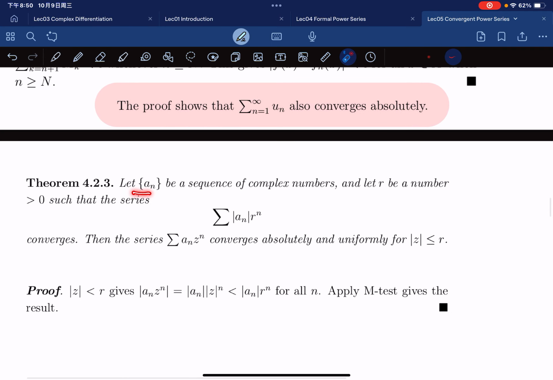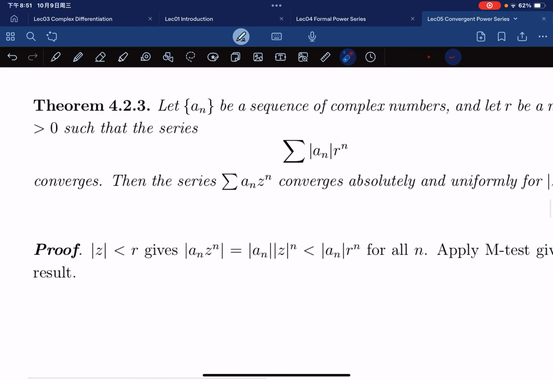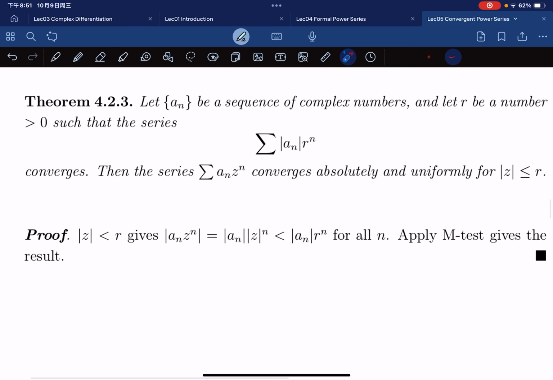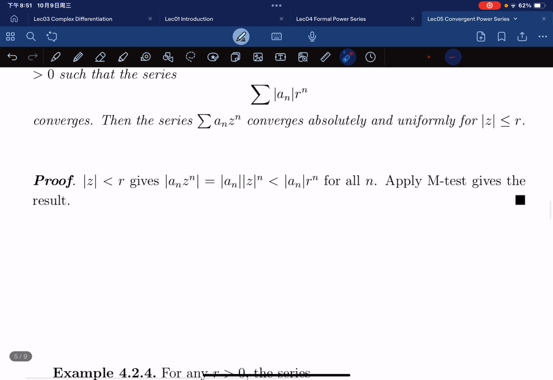So let a_n be a sequence of complex numbers and let r be a number such that the series converges. Then this converges absolutely for all z with norm z less than r, right? Because norm z less than r gives this, which is less than this, right?